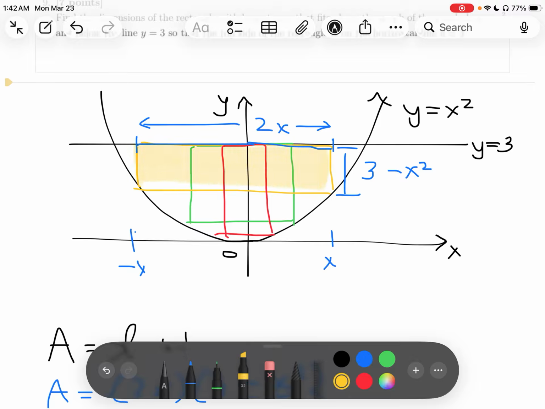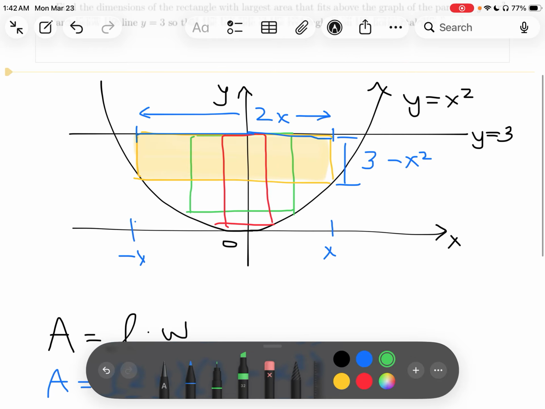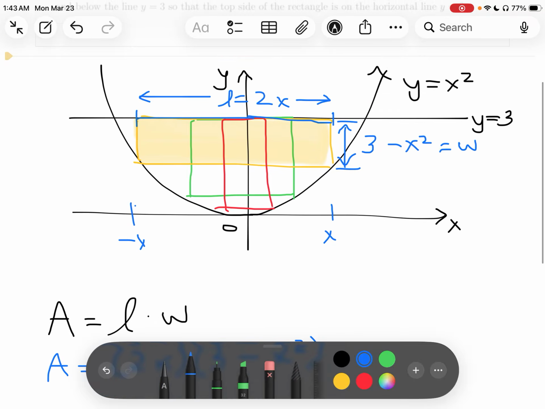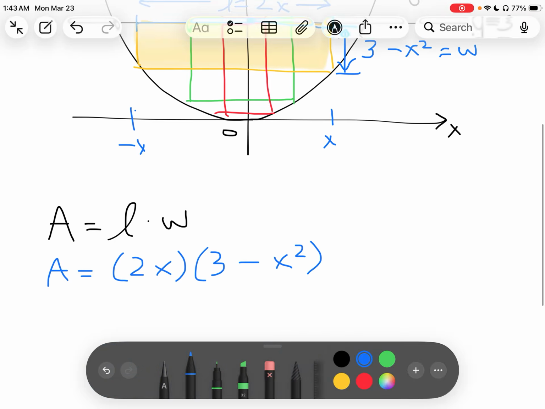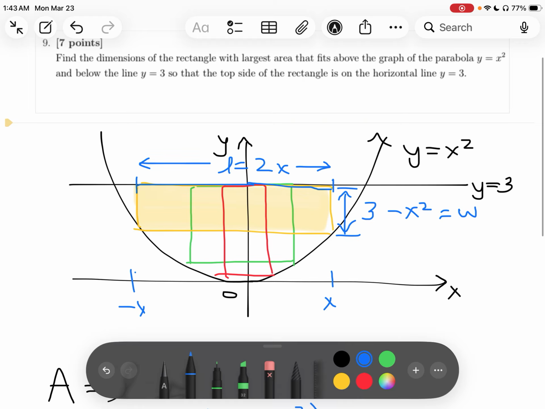So these are some possible rectangles. I'm just shading in so you know which one I'm looking at. So this is the width, and this is the length. The length is 2x and the width is 3 minus x squared. Now we want to find the maximum area of the rectangle.